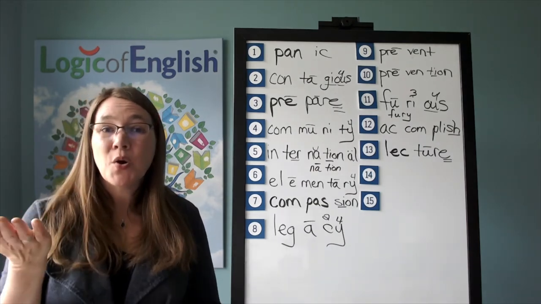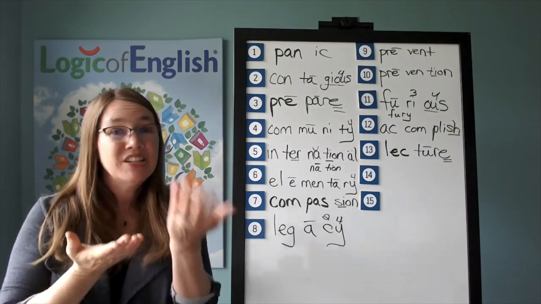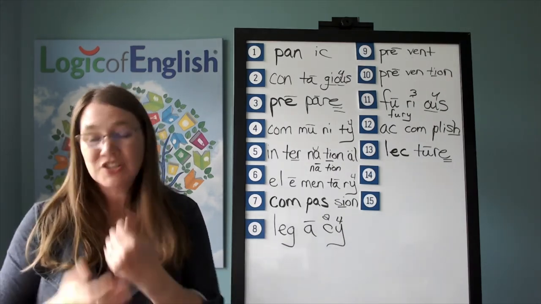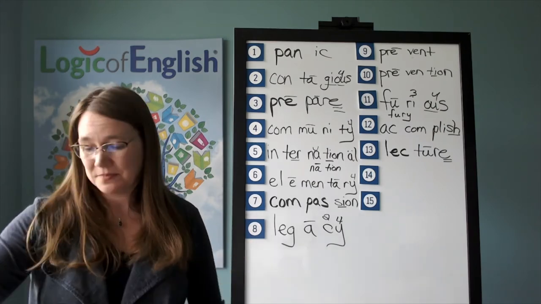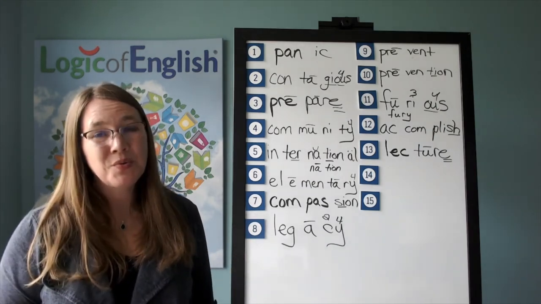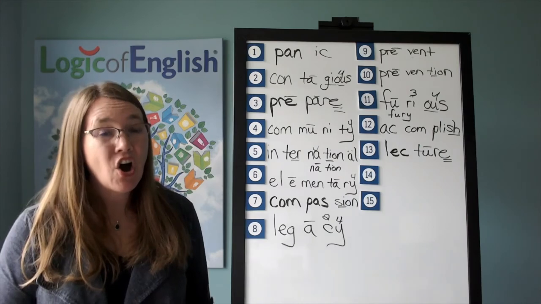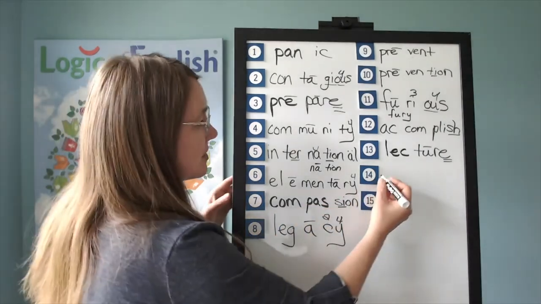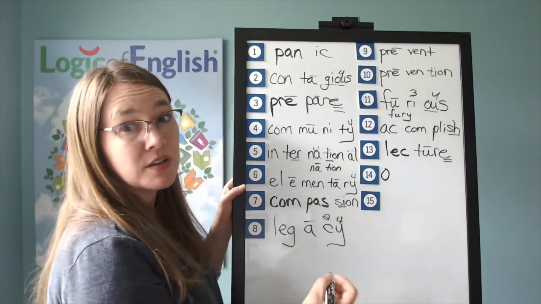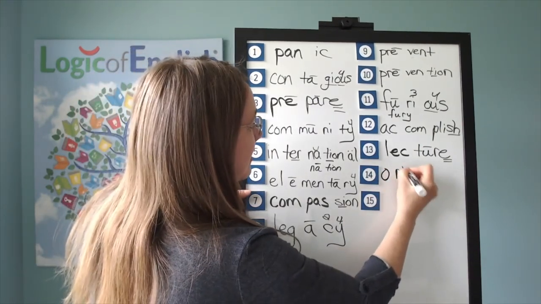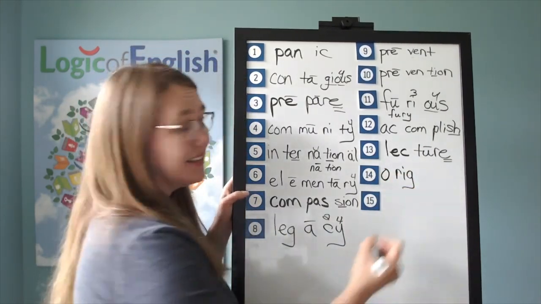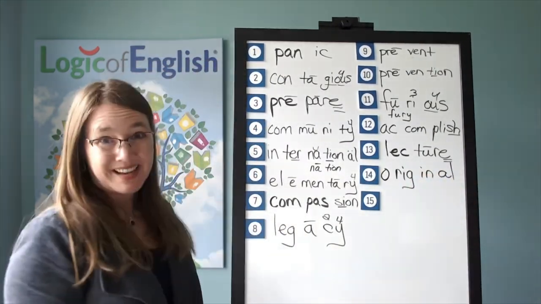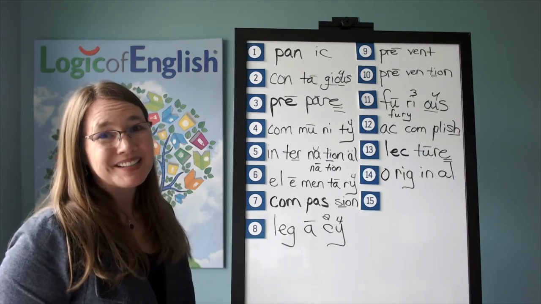Go ahead and write O, ridge, in, all. And help me to write it. First syllable is O, O, ridge, I, j, in, I, n, all. Excellent. How will we mark it?